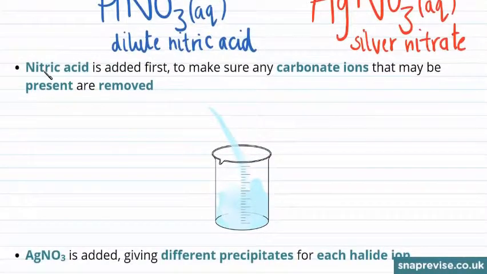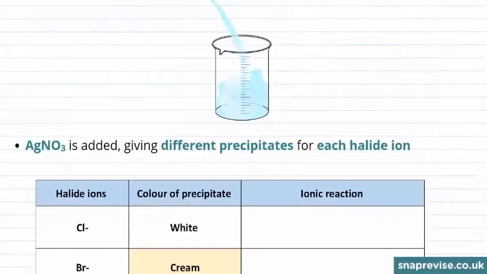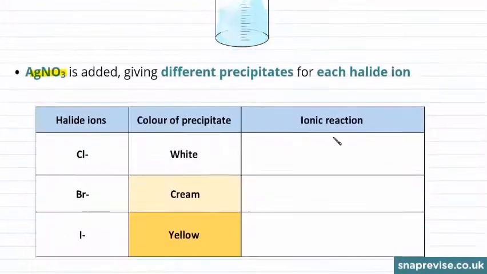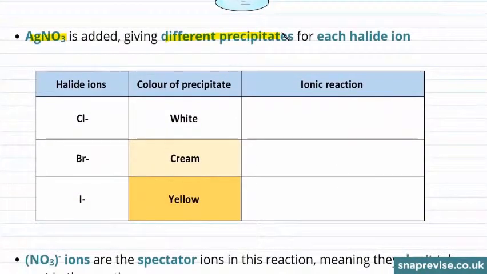The first step in the test is to add nitric acid to the substance. This makes sure any carbonate ions that are present have been removed. As we saw on the last slide, carbonate ions will react with acid in order to produce salt, carbon dioxide and water. The next step is to add silver nitrate, which will react with the halide ions in order to give characteristic precipitates for each ion.